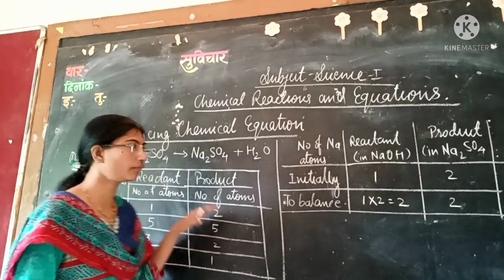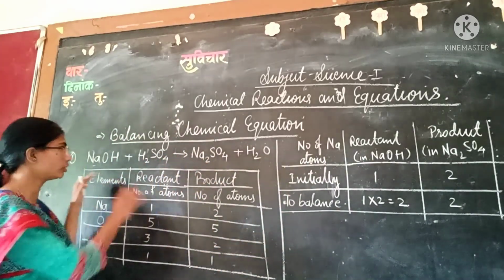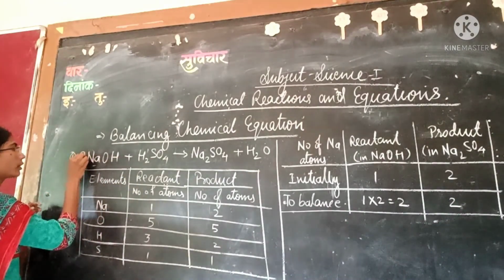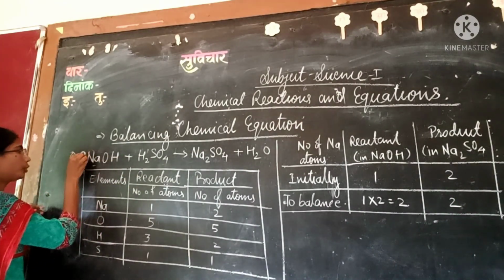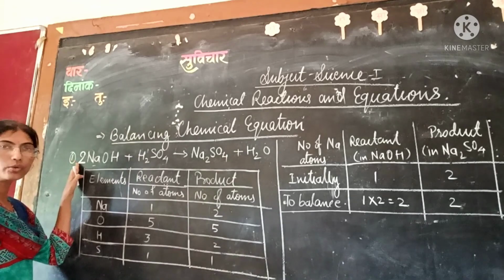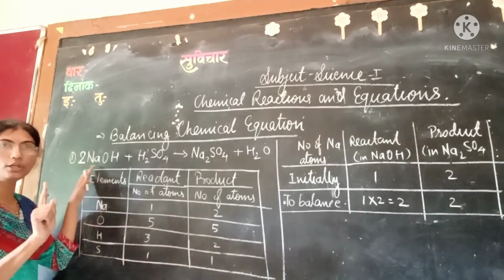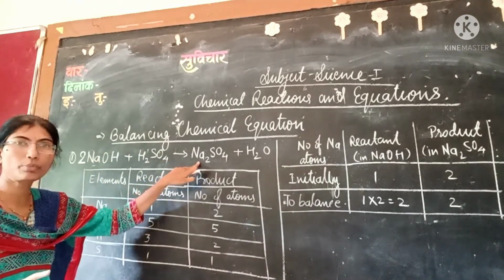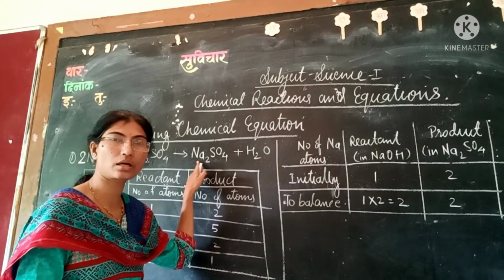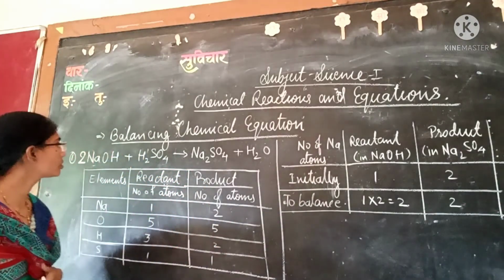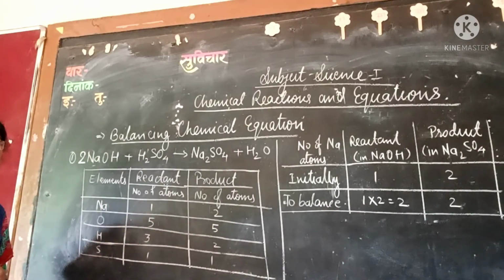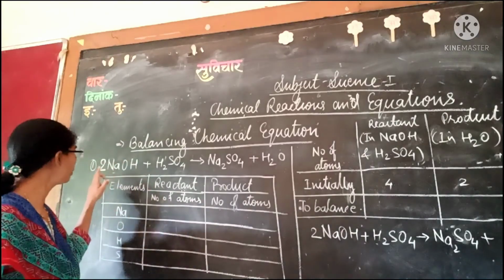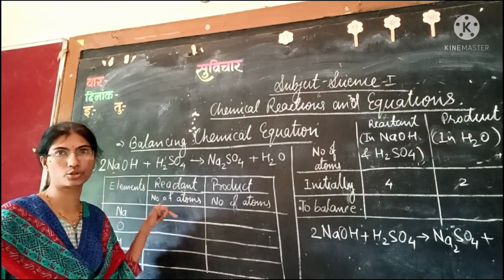So let's see our initial chemical reaction. This is our chemical equation. In this chemical equation, we are going to put a 2 here. If we put 2, then only sodium atom: 2 sodium atoms are here, and on the product side 2 sodium atoms are here. So the sodium atoms are balanced. So what we have done, we have put a 2 in front of the sodium hydroxide.